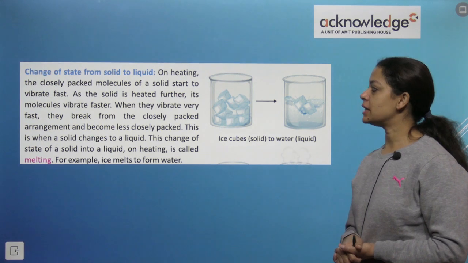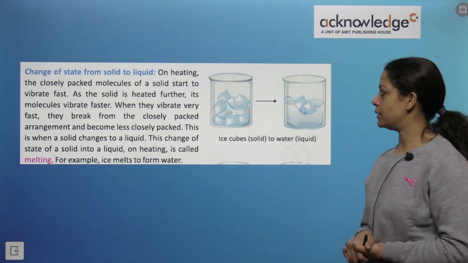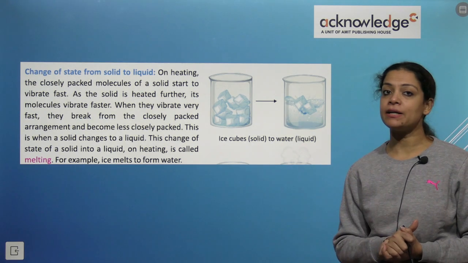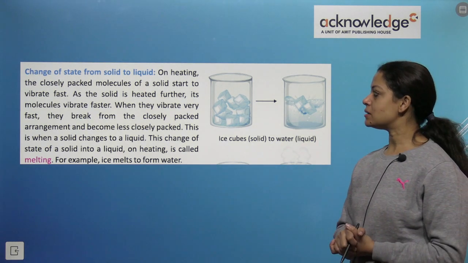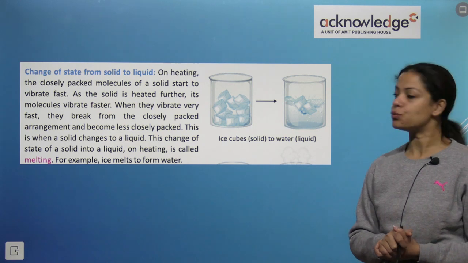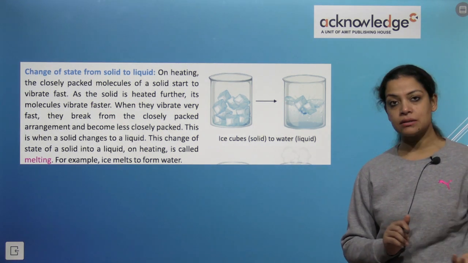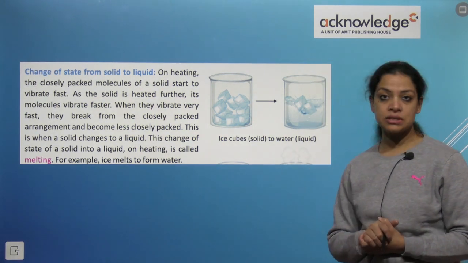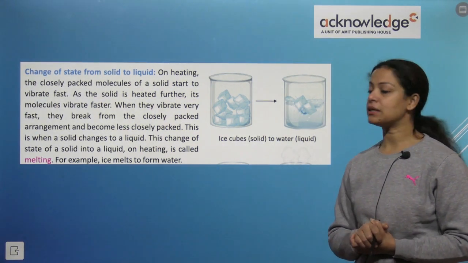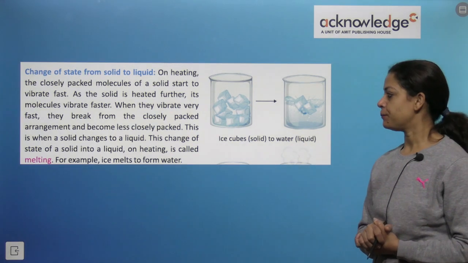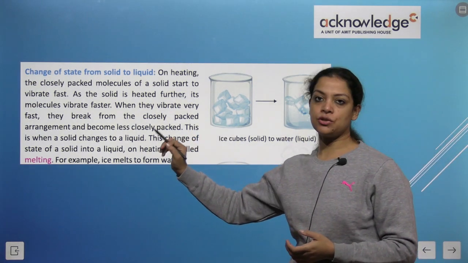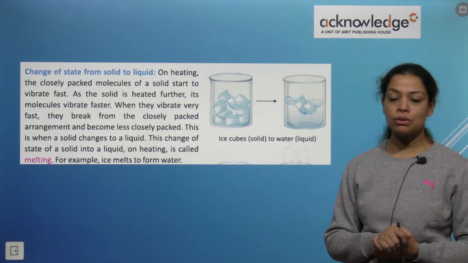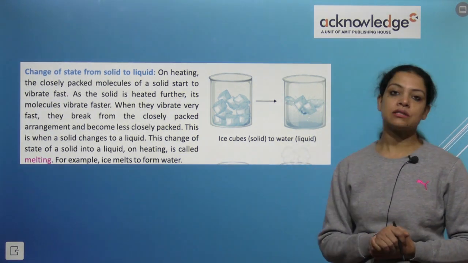Okay, now change of state from solid to liquid. On heating, the closely packed molecules of the solid start to vibrate fast, as I told you. Now, as the solid is heated further, its molecules vibrate faster, correct? Now, when they vibrate very fast, they break from the closely packed arrangement and become a less packed arrangement. This is when a solid changes into a liquid. The change of state of a solid into a liquid on heating is called melting.